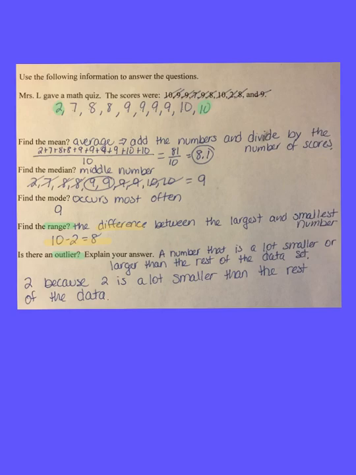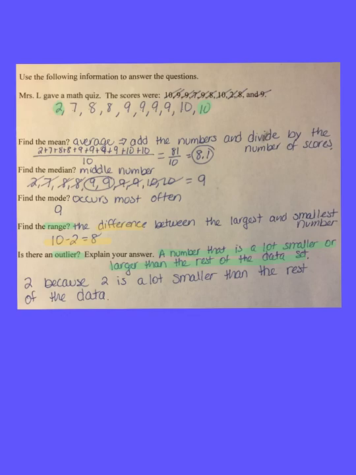This is important to know, because if I have a large range for my data set and there is an outlier, the mean is probably not the most reliable measure of central tendency to use. I probably should use the median or the mode, because an outlier will make the mean a lot higher or a lot smaller. So what is an outlier? An outlier is a number that is a lot smaller or larger than the rest of the data set.